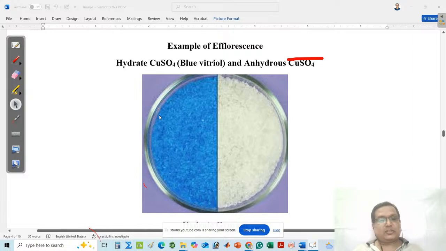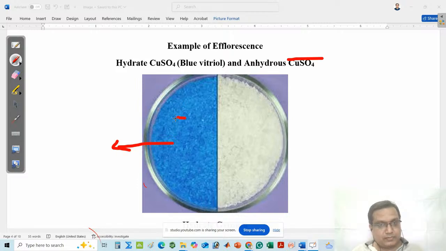Similarly, in reverse, this is said to be blue vitriol. That means it contains 5H2O. If you leave it in the atmosphere, what will happen? Automatically, depending upon the atmospheric condition, it loses water molecules and is converted into anhydrous copper sulfate. In the summer season it is possible, and it can happen slowly, but a full conversion needs more time.